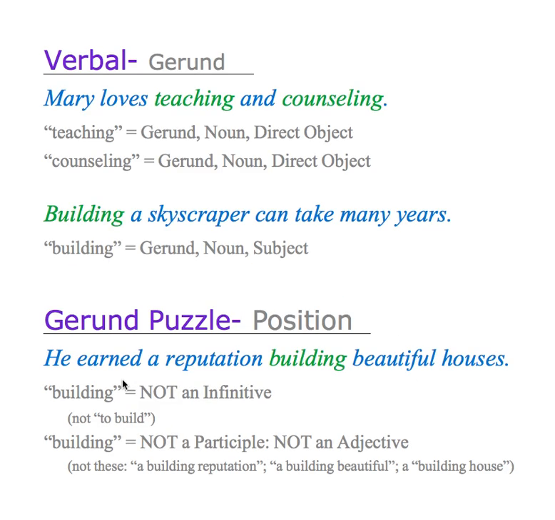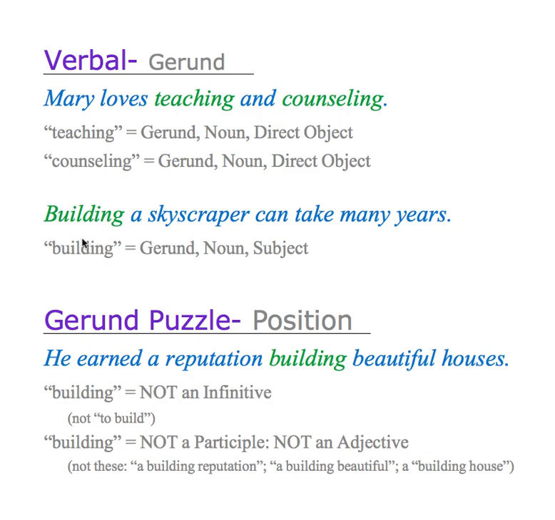Now, you can have a puzzle when you're dealing with gerunds. You can have a situation that's kind of confusing. So let's look at the gerund. Mary loves teaching and counseling. Okay, the word teaching here is a gerund. It's a verb form functioning as a noun. And in this sentence, it's also functioning as a direct object. Okay, there's the word counseling. Counseling is also a gerund. It's a verb form functioning as a noun. And it's also functioning here as a direct object. You have compound direct objects in this sentence. Okay, that's pretty straightforward and simple.